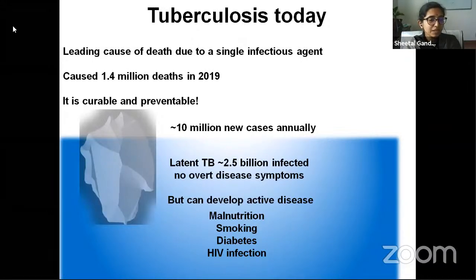That's because latent TB accounts for more than 70% of the cases that are out there. So 2.5 billion infected individuals have no overt disease symptoms and are therefore not detected to be TB positive, yet they have latent TB. So we have a huge reservoir globally of individuals who are infected and can reactivate the disease under conditions such as malnutrition, smoking, diabetes, and HIV infection. All of these conditions lead to some level of immunocompromise, which leads to reactivation of a latent infection. And that's why TB is like a ticking time bomb.